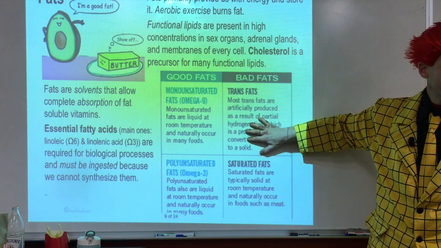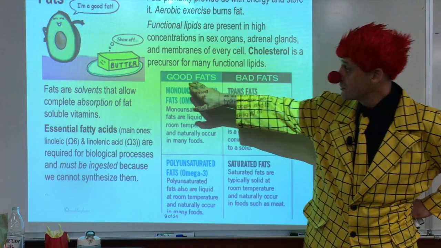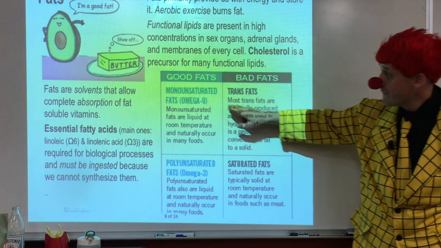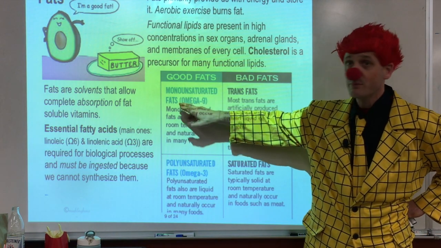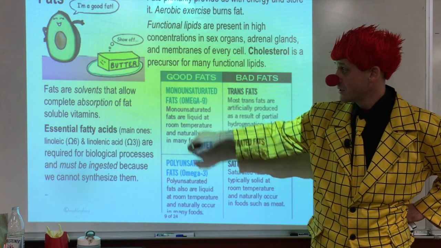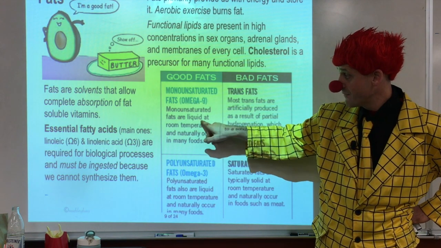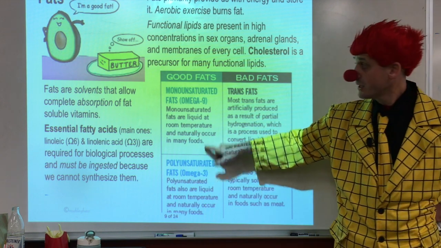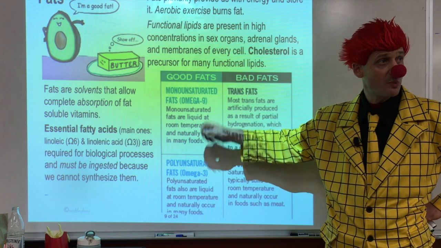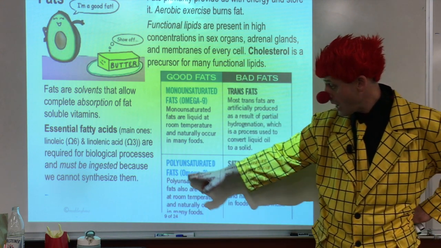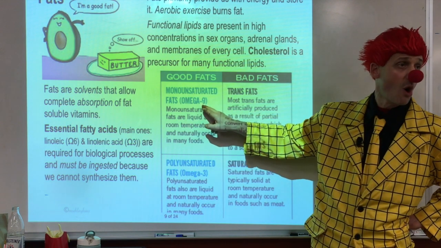When we look at fats, we look at good fats and bad fats. When we look at the good fats, we look at monounsaturated fats, and those are liquid at room temperature and naturally occurring in many foods. If they're liquid at room temperature, it's already a plus. And then you look at polyunsaturated fats, and monounsaturated are these omega-9s.